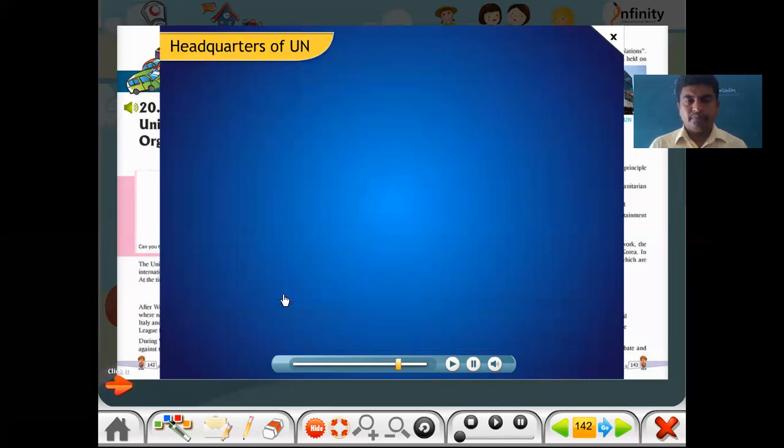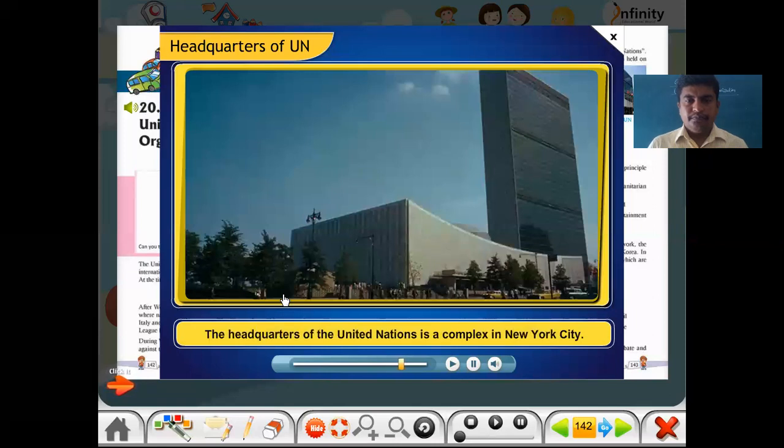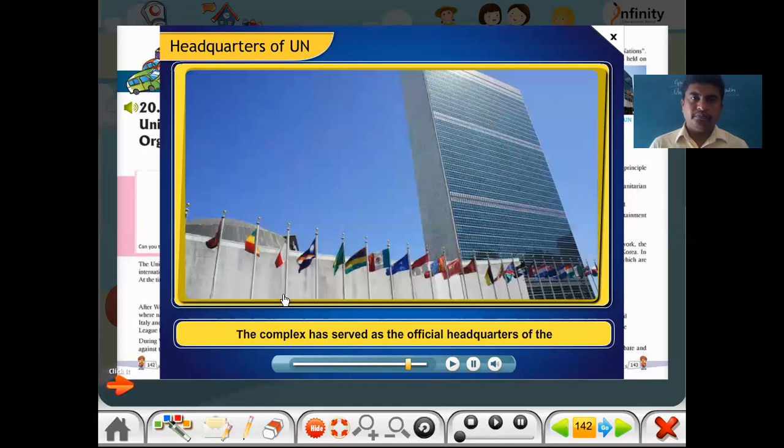Headquarters of UN. The headquarters of the United Nations is a complex in New York City. The complex has served as the official headquarters of the United Nations since 1952. It is located in the Turtle Bay neighborhood of Manhattan.